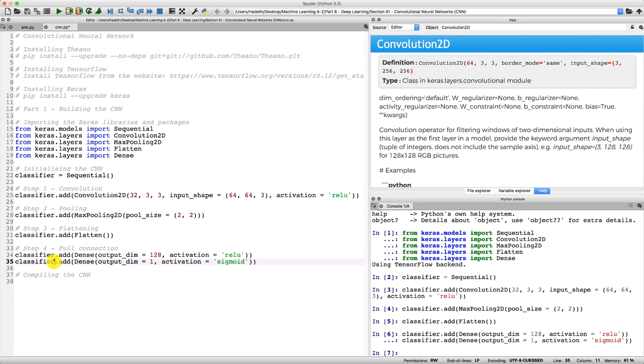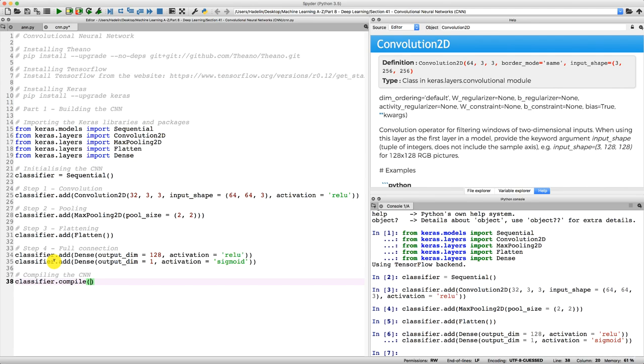We need to take our classifier. I'm copying that, pasting it here, and then dot, because we're going to introduce the compile method. This time we are not adding anything, we are compiling our CNN, so it's the compile method, and then parentheses, and then inside these parentheses we add the parameters. That is the optimizer parameter to choose the stochastic gradient descent algorithm, then the loss parameter to choose the loss function, and then finally the metrics parameter to choose the performance metric.